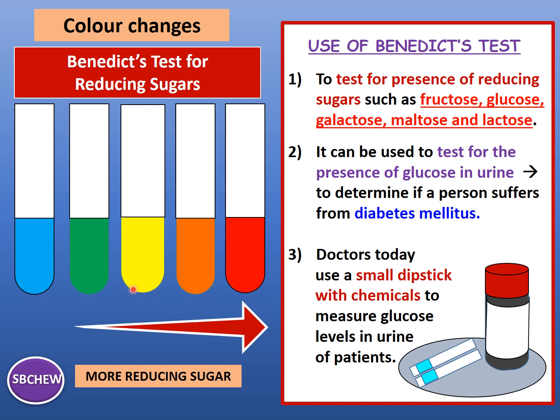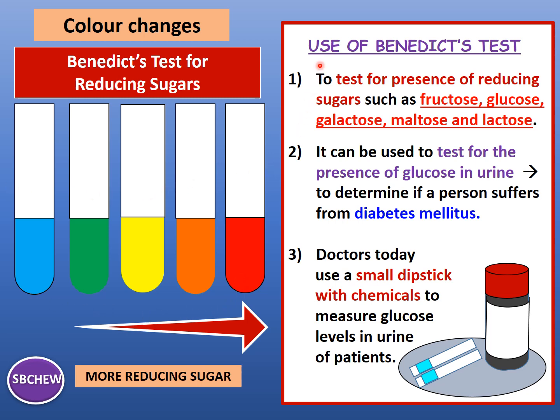All these are positive tests for the presence of reducing sugars. But if it is just green or yellow, it shows less reducing sugar, and it also depends on the type of reducing sugar being tested. But all these are positive tests for the presence of reducing sugars. Although the brick red precipitate shows that there's a lot of reducing sugar here, and it is the standard observation for the presence of reducing sugars. It's the positive test for the presence of reducing sugars in a sample of food.